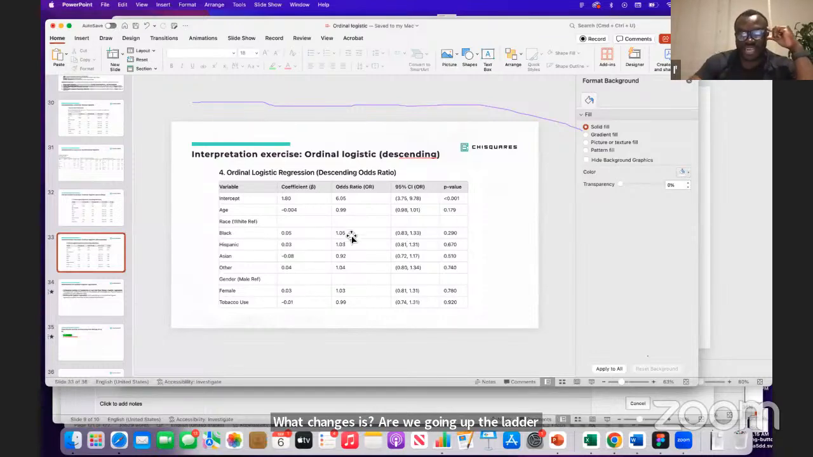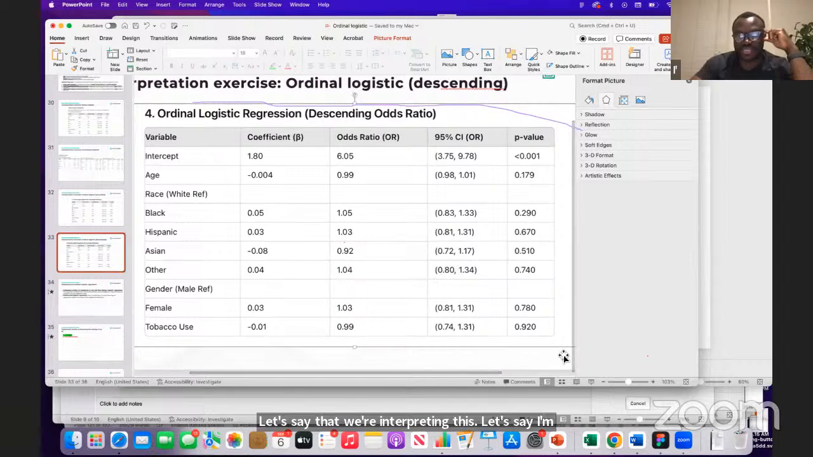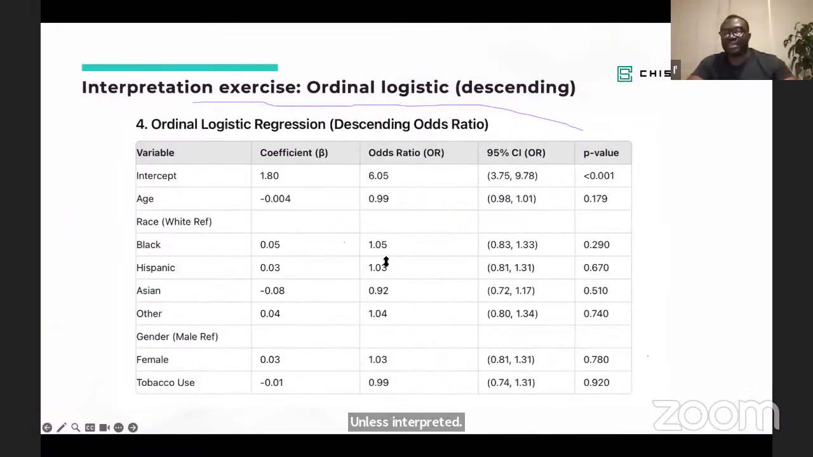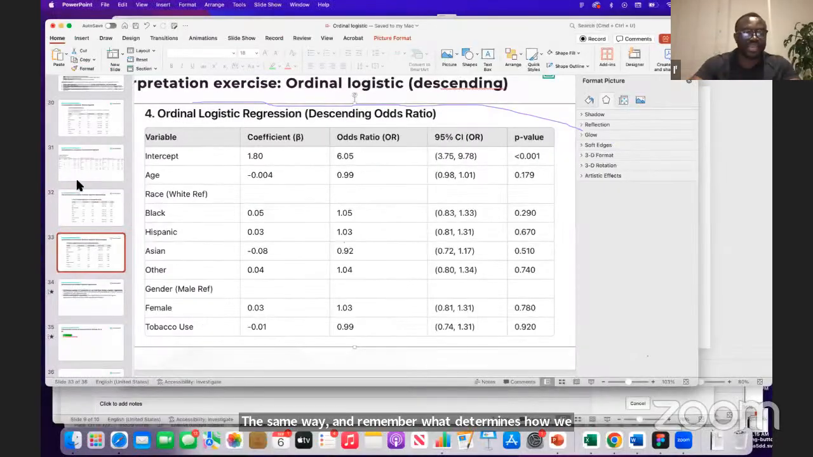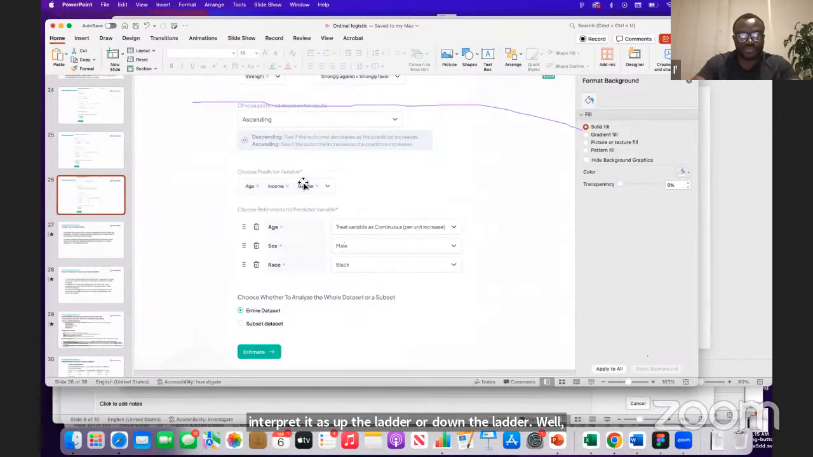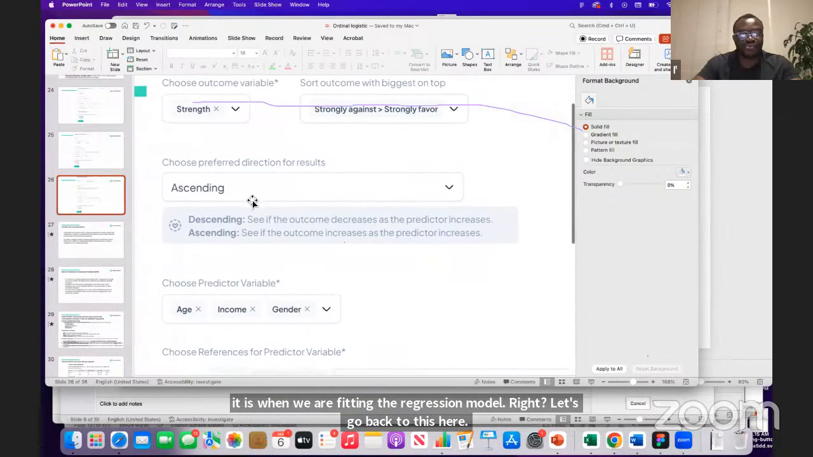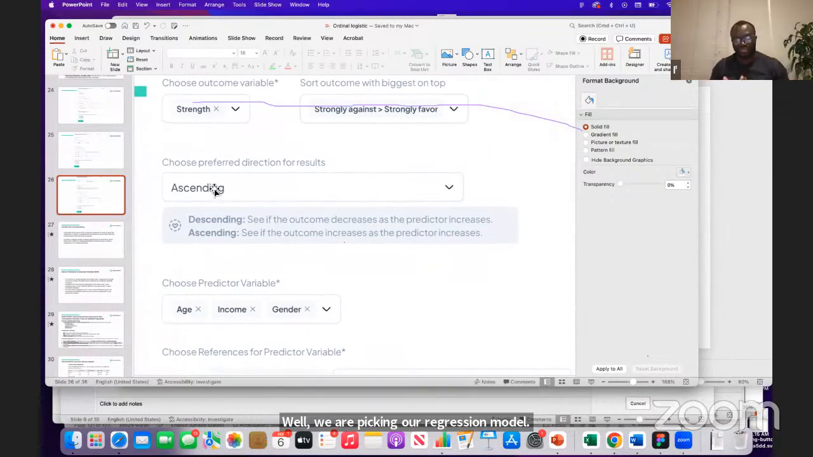So let's say that we're interpreting this. Let's say I'm also going to take the same value here now, and let's interpret it the same way. And remember, what determines how we interpret it as up the ladder or down the ladder? Well, it is when we are fitting the regression model. Let's go back to this here. When we are fitting our regression model, we have to select whether the direction we want to interpret the result is ascending direction or descending direction.